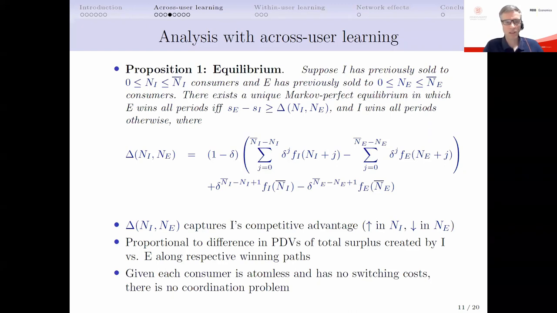And they know that their decision of which firm to choose today has no bearing on how much surplus will be offered tomorrow, because they're atomless. And furthermore, they can costlessly switch. And therefore, they don't have to worry at all about what other consumers are doing. They just pick the offer that's best for them in the current period. So even though they're forward-looking, fully rational consumers, in this pure cross-user learning case, consumers could just as well be myopic and you get the same equilibrium. Okay, that won't be true when we have within-user learning.